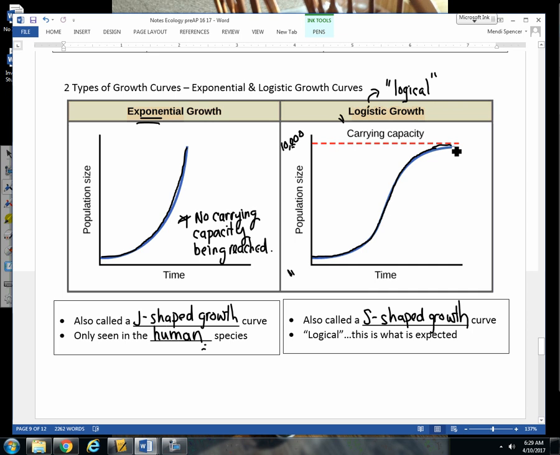Now, just because an organism or a group of organisms reaches a carrying capacity, it doesn't mean that they're always going to be at that carrying capacity. I'm going to use this graph to show you that if there's a change in some kind of limiting factor, like predation or disease, then our carrying capacity might actually go down to a new carrying capacity for a certain period of time.